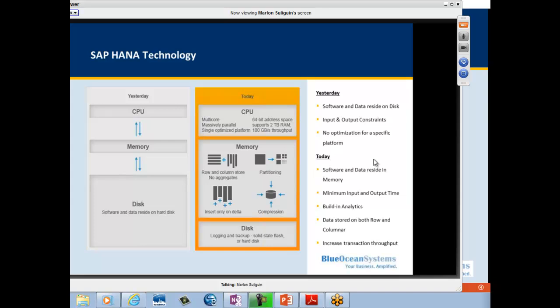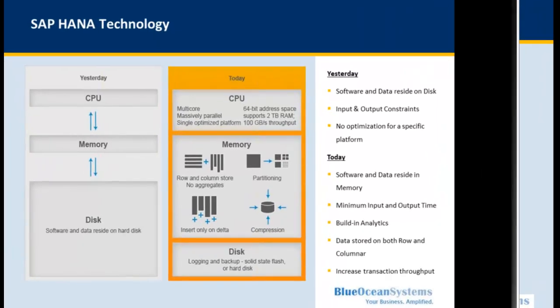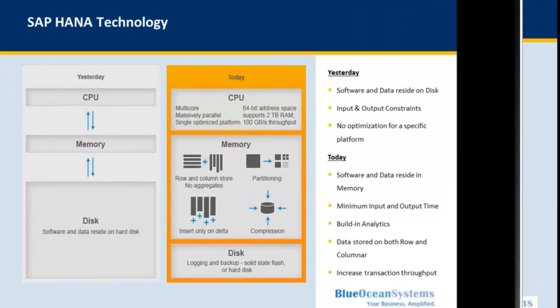When people refer to SAP HANA, effectively they're talking about the database. But SAP HANA is actually a three-stack solution. At the first layer, what you have is an appliance. This consists of hardware that's optimized for the SAP HANA environment.